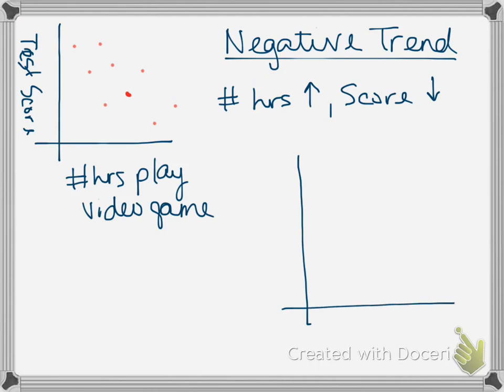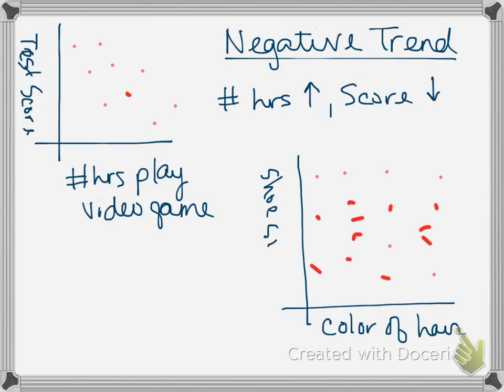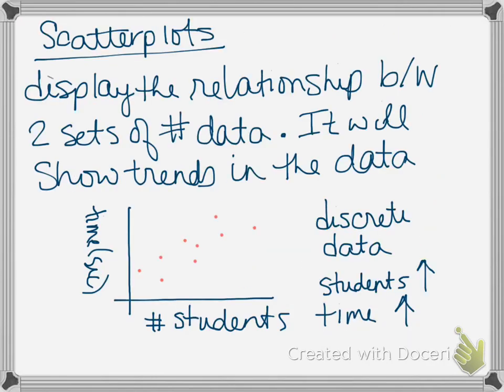Sometimes we have absolutely no relationship at all. Okay, so maybe the color of your hair and your shoe size. One does not have any relationship to the other. So this is a no trend or no correlation or no relationship because there's nothing going on. There's nothing connected.